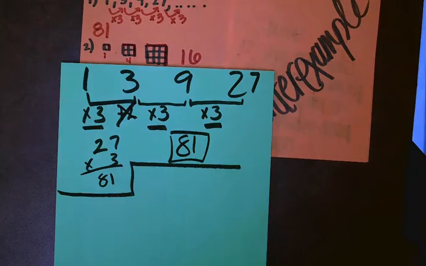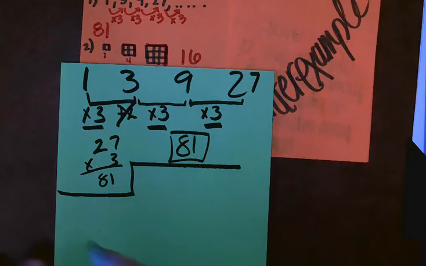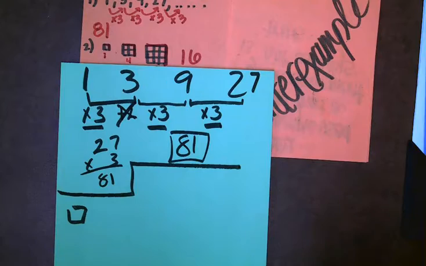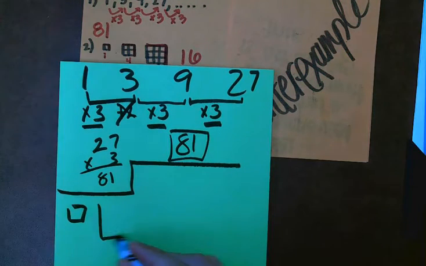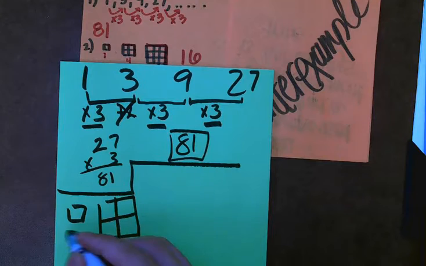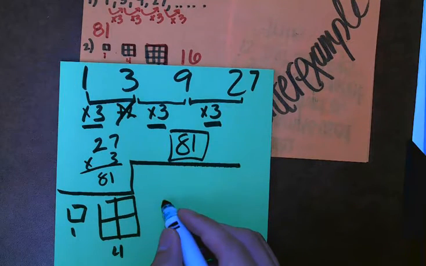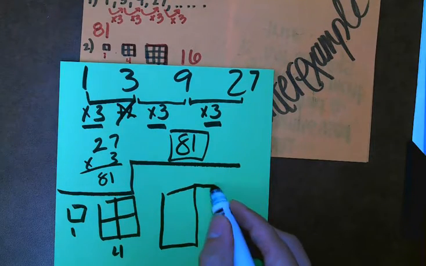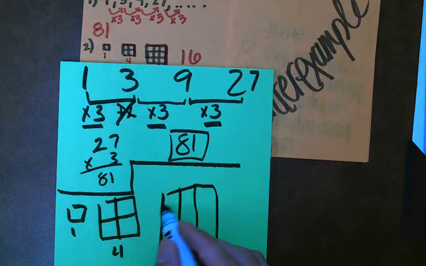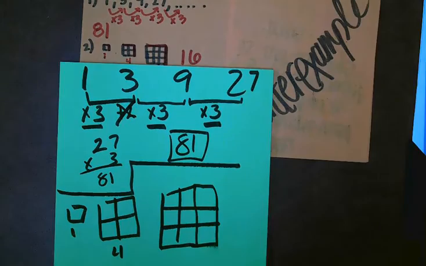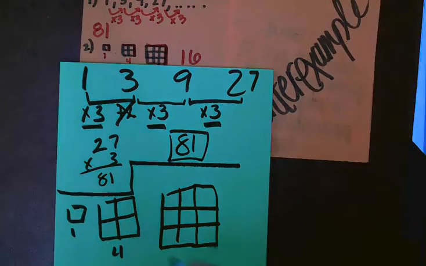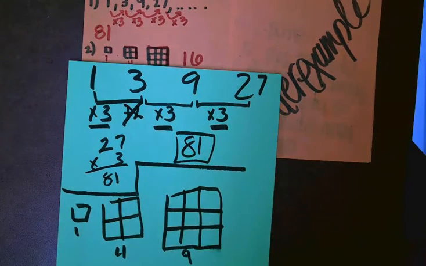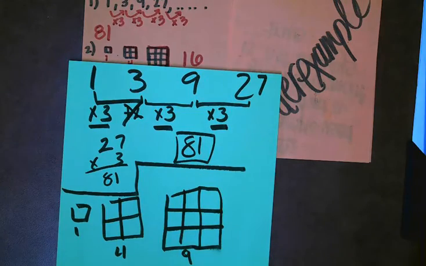Okay, let's look at our pattern first. Our first one was a single block, right? Second one was 4 blocks. Our next one was 9 blocks. Oh, this is not going to end well. Recovered. Oh, ignore the 16 for now. Oh. Okay.